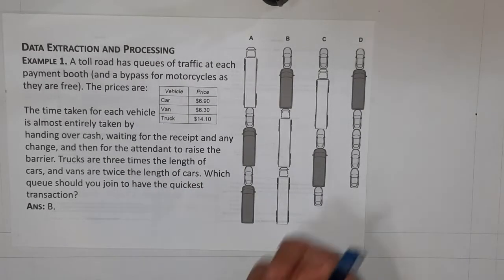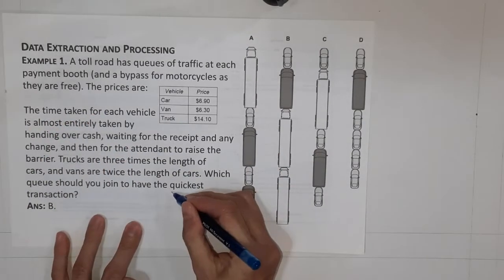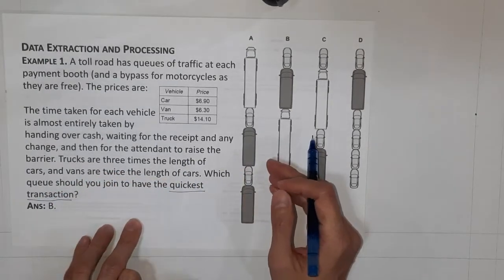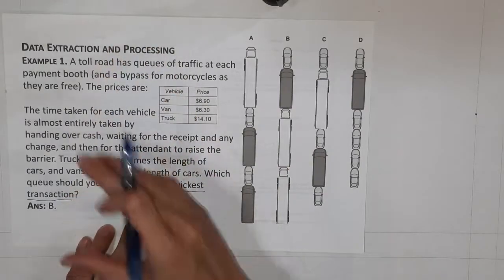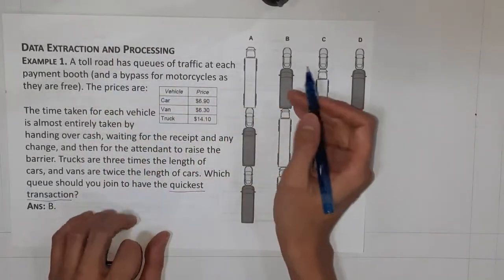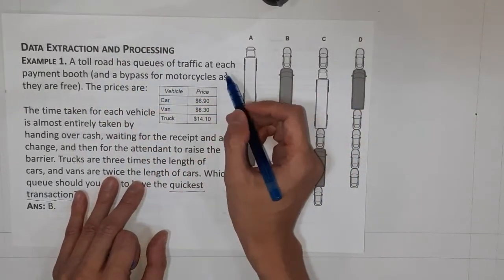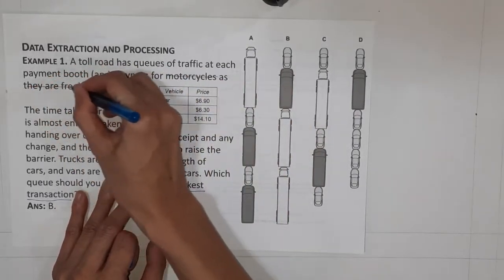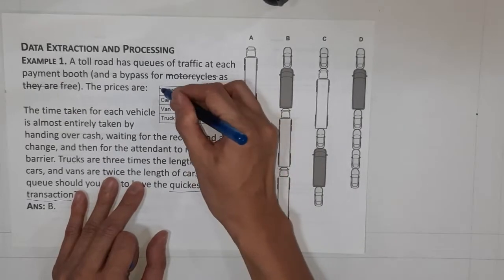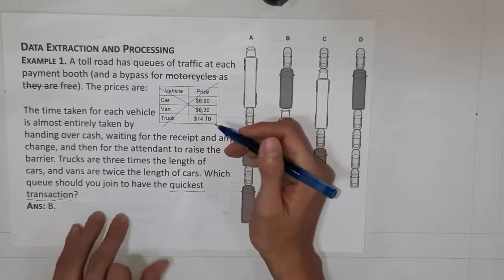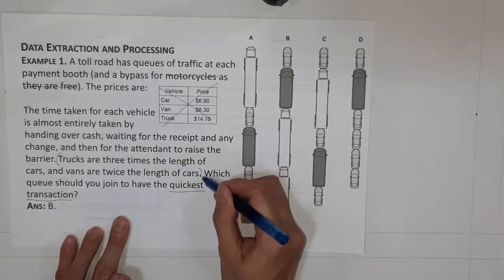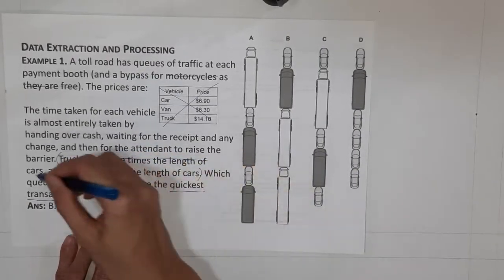Okay. Ano ang problem natin sa example na ito? We are looking for the queue of quickest transaction. So, balikan natin yung mga given. Ang daming sinabi sa atin katulad nitong motorcycles are free. Hindi naman yan mahalaga sa atin. At ganun din yung individual prices. Even the length of the vehicles, lahat ito ay hindi mahalaga pagdating sa transaction.